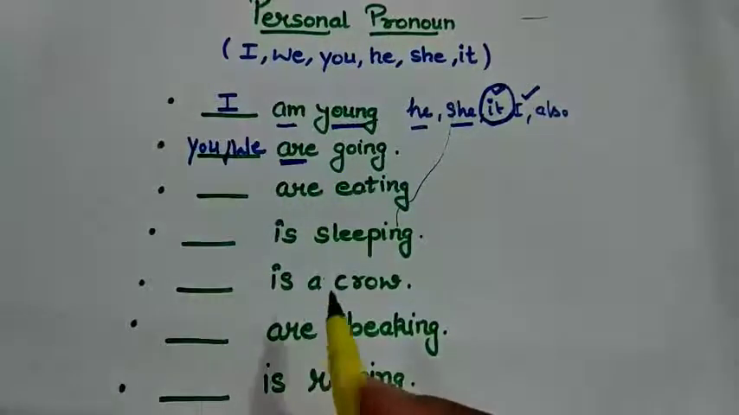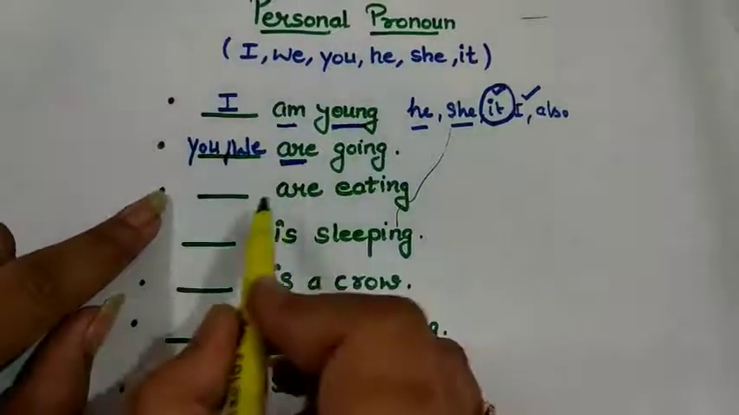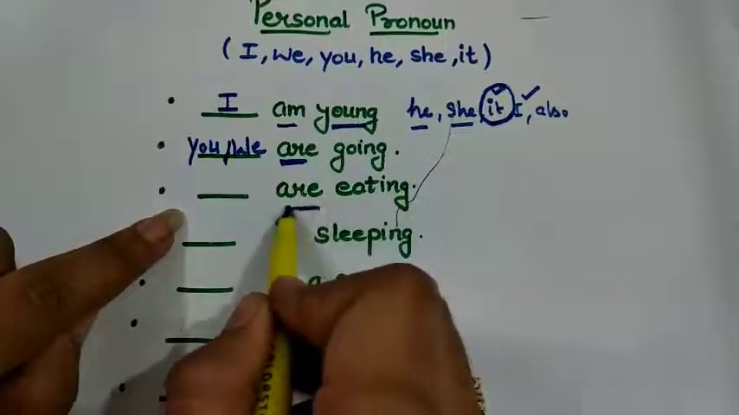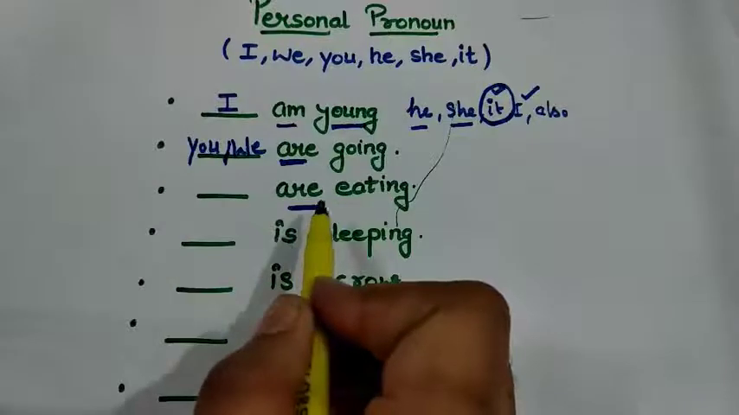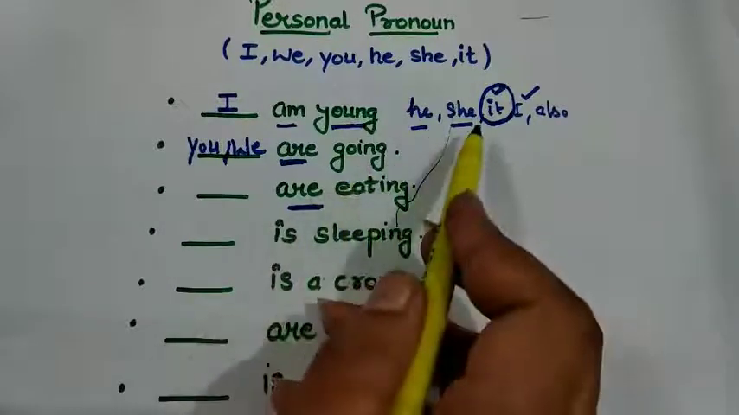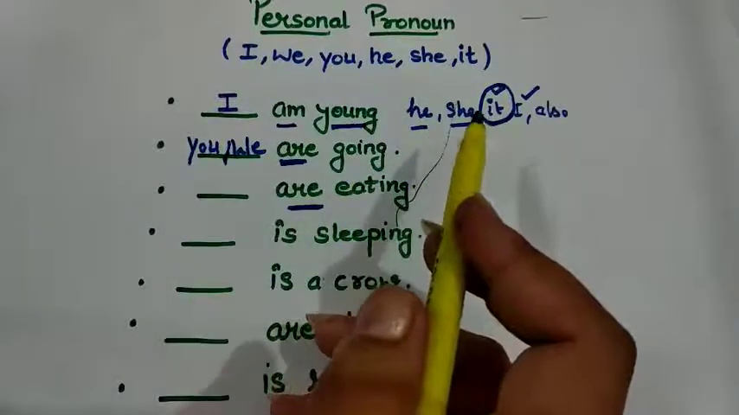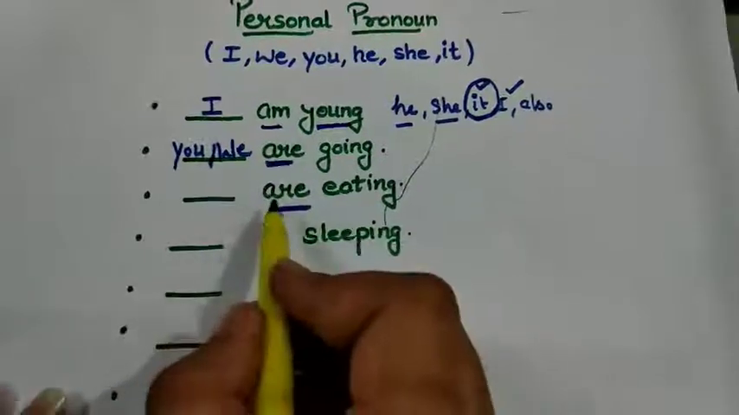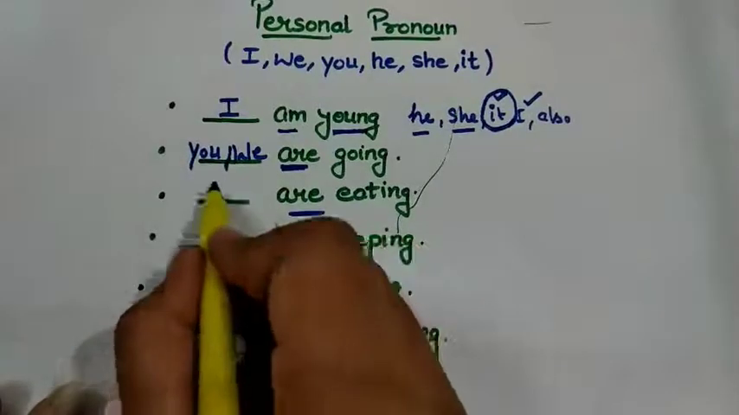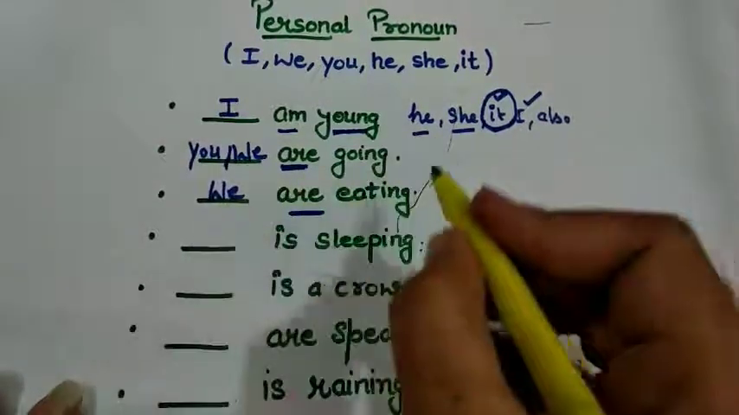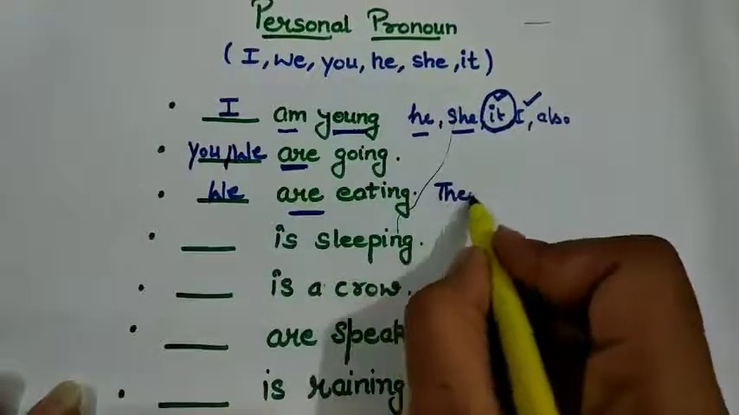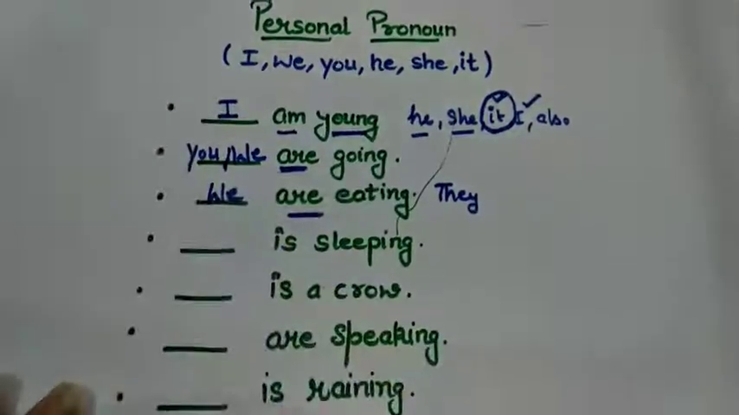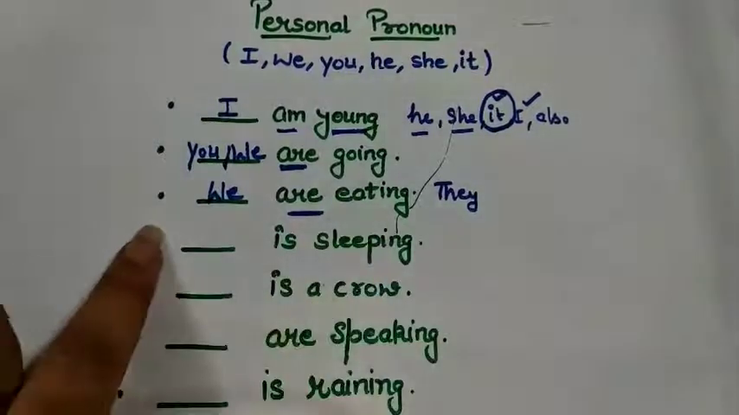Let us go to the third example. Now see, dash are eating. Are denotes plural, so I cannot use he, she, or it here, and I have to use something plural. So for plurals I use we are eating. Also I can use they are eating. Both the words are correct and we can fill them in.